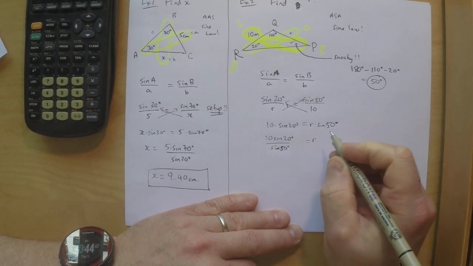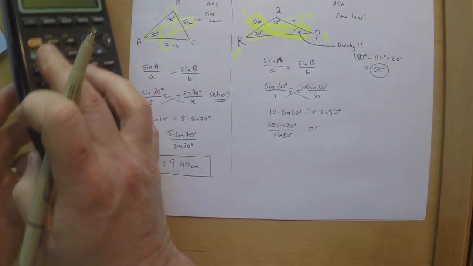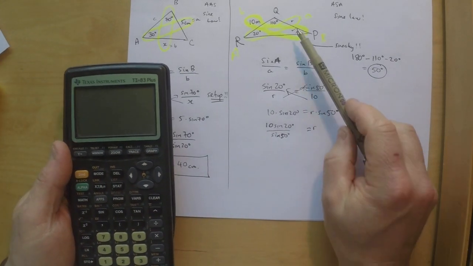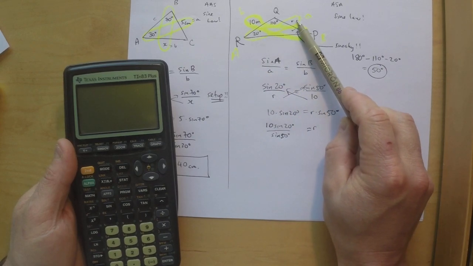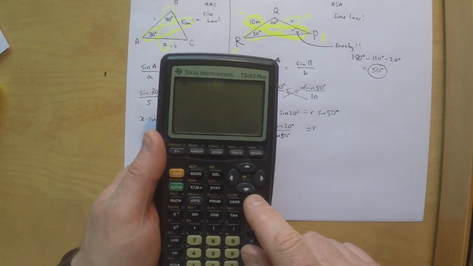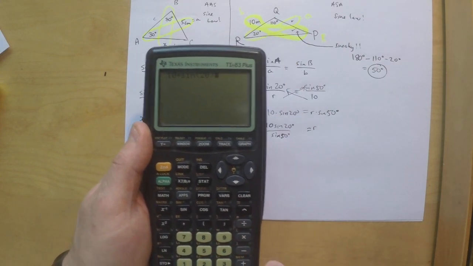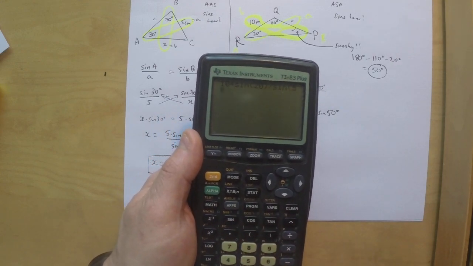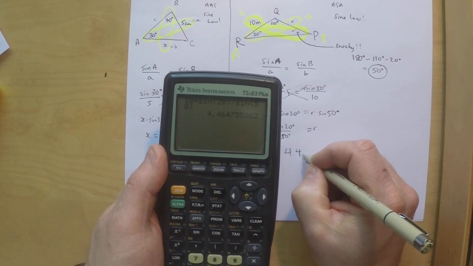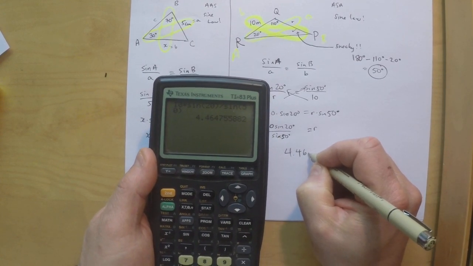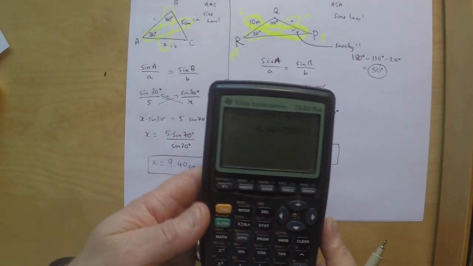Sorry, my pen is dying. Too much use. Go to my calculator. And I kind of have an idea. If this is 50 degrees and that's 10, this is 20, this is going to be less than 10 meters, just by logic. So 10 times sine 20, close the bracket, divided by sine 50, enter. Let's round to 2 decimal places again, 4.46 meters is the length of little r. Hopefully that makes sense.